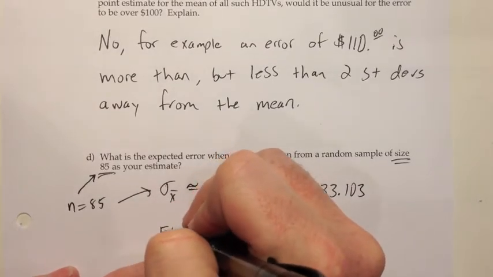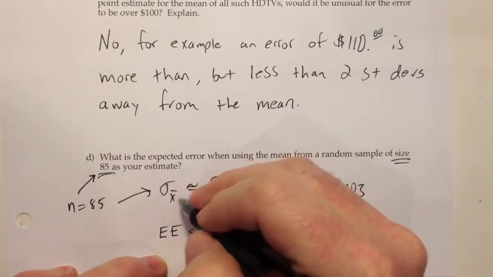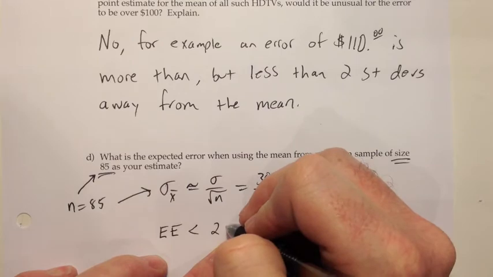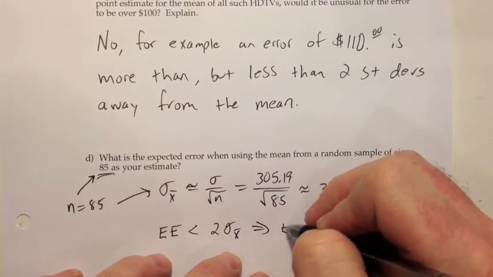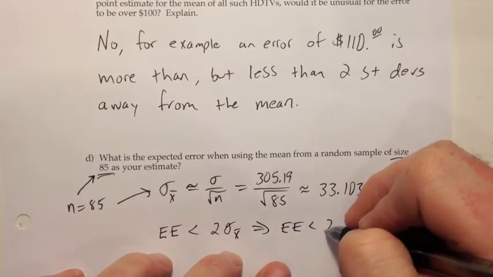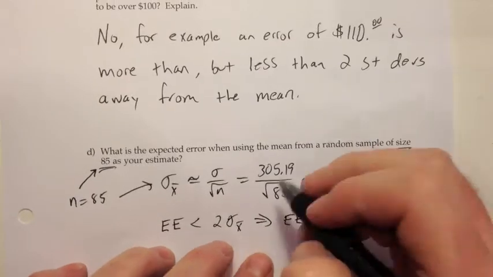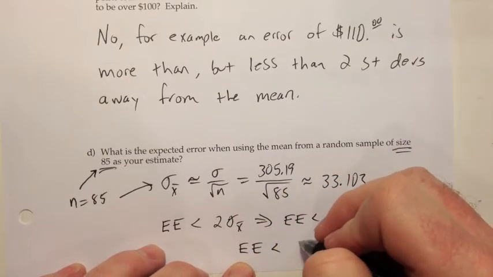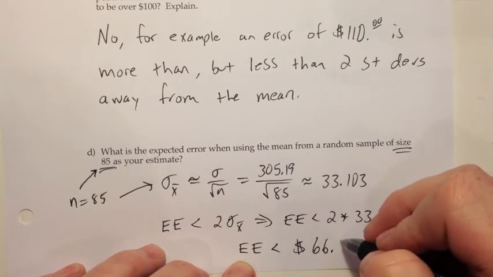So what's our expected error now? The expected error is always less than 2 standard deviations of your statistic, which in this case is x-bar. So less than 2 times sigma x-bar, and that means the expected error is less than 2 times 33.103, and that means that the expected error would be anything less than, if we double that, 66.206.